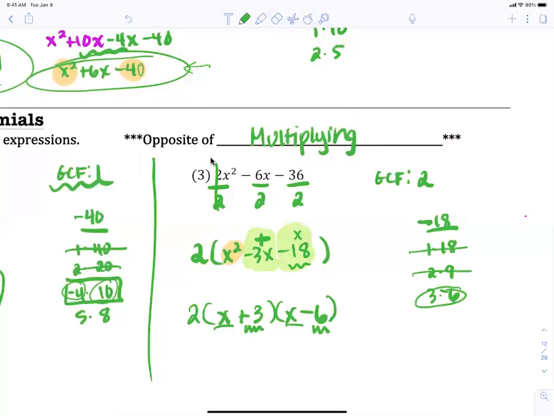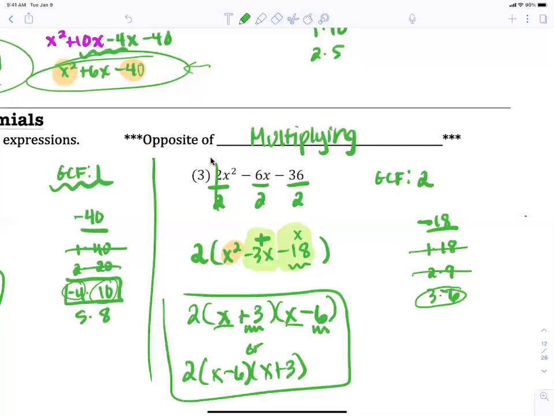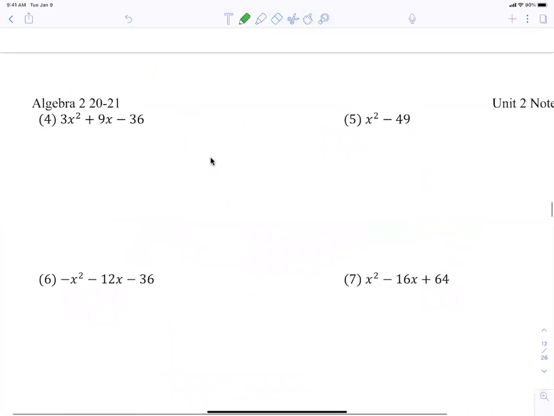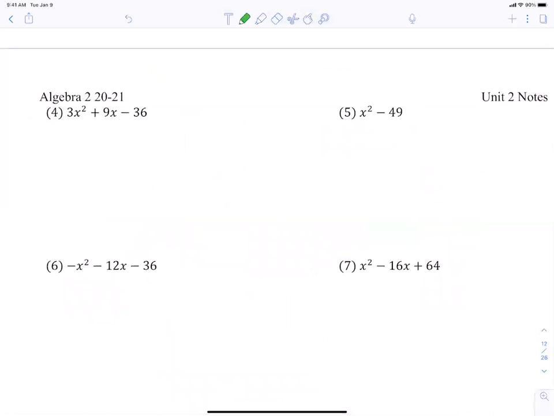Now, in terms of answers, if you are saying, well, Ms. Hardy, could I switch those? Yeah. If you wrote your answer as x minus 6 times x plus 3, then actually either one of those answers would be a fantastic factored form. You can change up the order if you want. Typically, all the numbers are always written out in front. Okay? So what I want you guys to do, I want you guys to pause your video and I want you to try example 4.